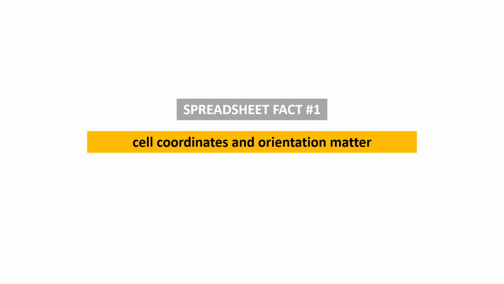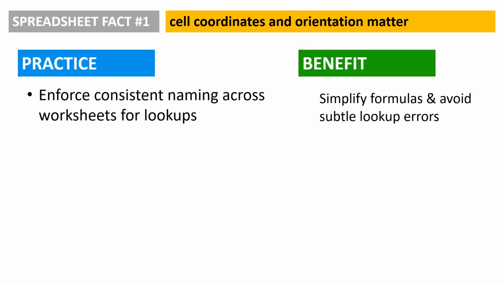All right, let's dive into spreadsheet fact number 1. Focusing first on our spreadsheet fact that cell coordinates and orientation matter, this one is so important: enforcing consistent naming among various locations in your spreadsheets. In order for lookups across sheets to be successful and reliable, we have to enforce consistent naming, whether that's through copying and pasting across tabs, or perhaps you just prefer to index the row numbers for your lookups. But getting this detail right the first time will save heartache and headache when you go to validate your lookups are returning the expected value.